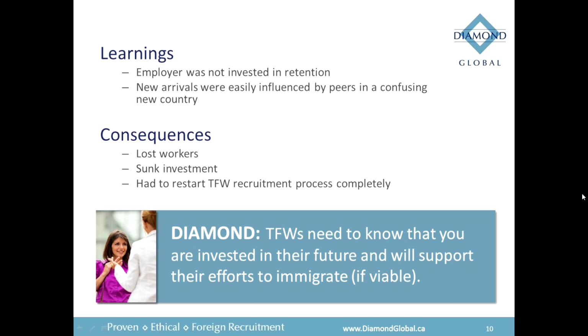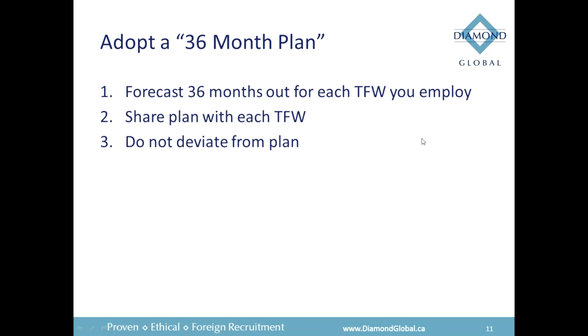But let's talk about our 36-month plan. Now, the first stage of the Diamond process is identifying what the next 3 years is going to look like for your team. I highly encourage every single one of you, after this webinar, to sit down with your HR team and forecast out 36 months. Once you have a very strong idea of what the next 3 years are going to look like, share your plan with your workers. Do not deviate from this plan.